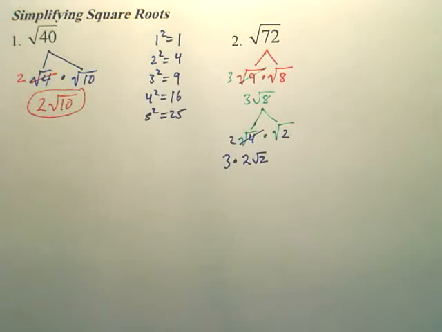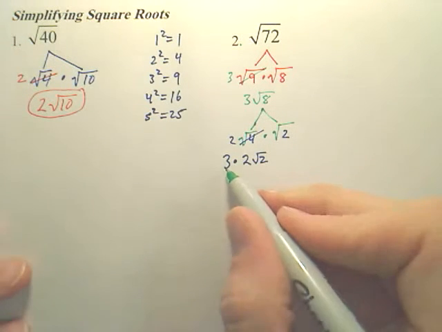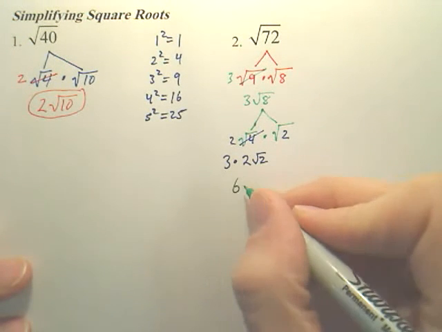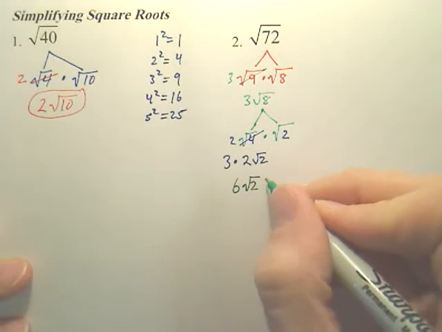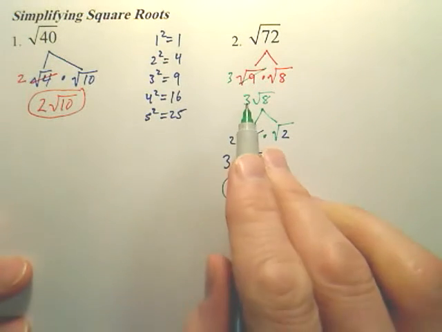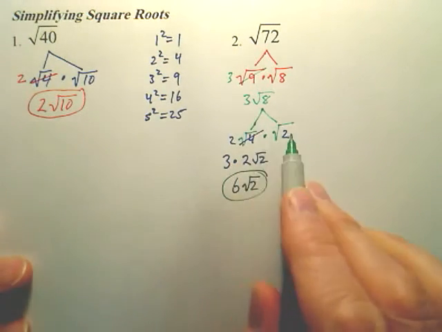A lot of people forget it. And what's 3 times 2? Wasn't that 6 square root 2? Again, people forget this 3. Don't forget it. 8 keeps breaking down.